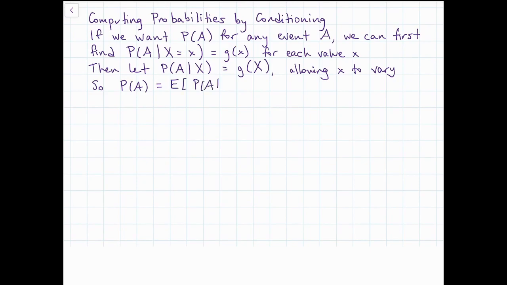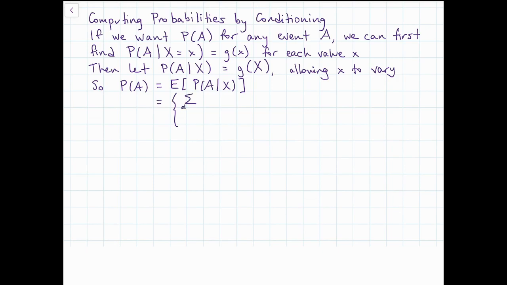Then we can find that the probability of A is just the expected value of this random variable, P of A given X. Remember, P of A given X is a random variable. It's a function of capital X, and we're going to take the expected value of that variable, and that will give us the unconditional probability of A. Essentially what we're doing is taking the probability of A for each value of x and then averaging those up over the possible values of x. So it works very similarly to double averaging.